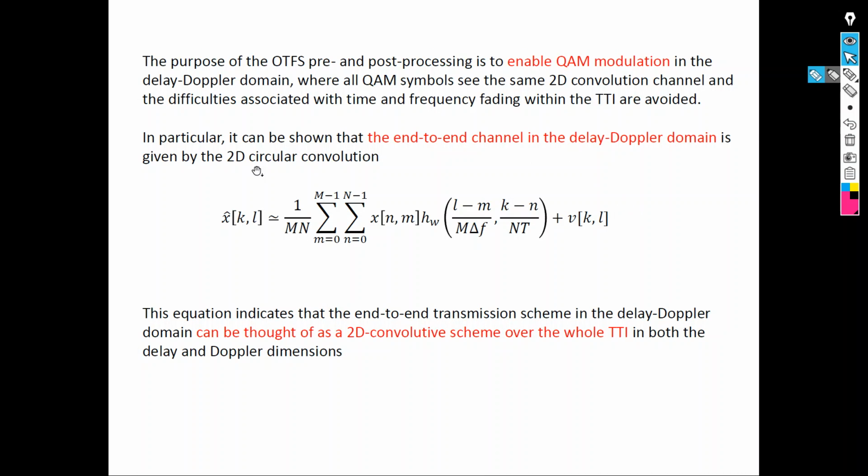Now, this is the convolution process that you end up having. The detected symbols are basically the original symbols convolved with the channel with these parameters, plus noise. The end-to-end channel in the delay Doppler domain is given by 2D circular convolution. Now we talked about the 2D waveform, 2D transform. In the time domain, what do we call this process in the convolution domain? What do we call this process? 2D circular convolution. In OFDM, we have 1D circular convolution.